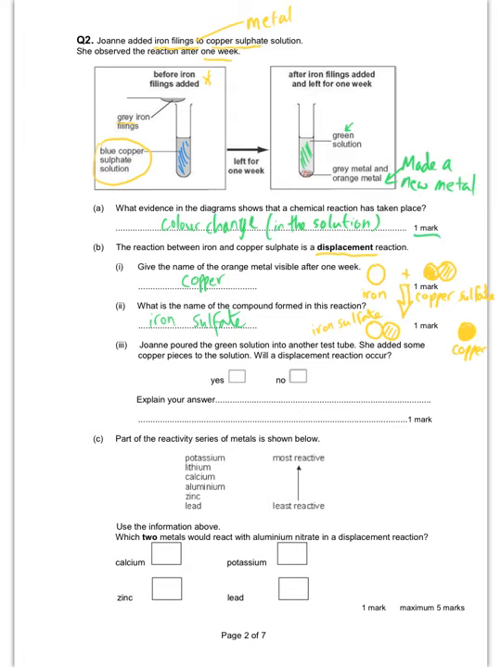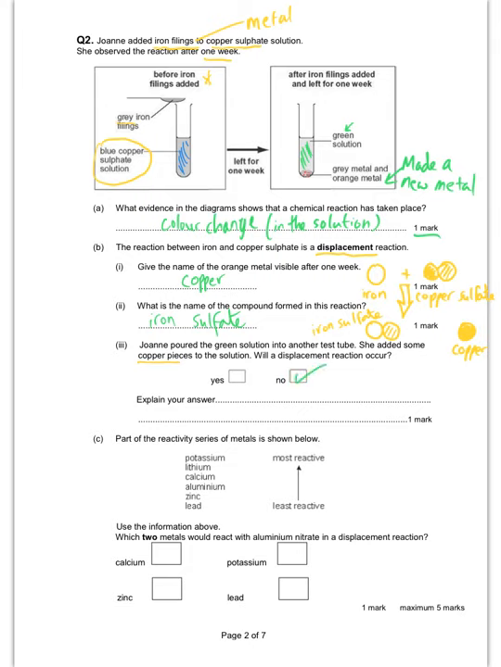The next question. Joanne poured the green solution into another tube. She added some copper pieces to the solution. Will a displacement reaction occur? Well, effectively, what she's trying to do is reverse what happened in the previous question, and she's trying to see if copper will take the place of the iron. Now, the answer is no, nothing is going to happen.